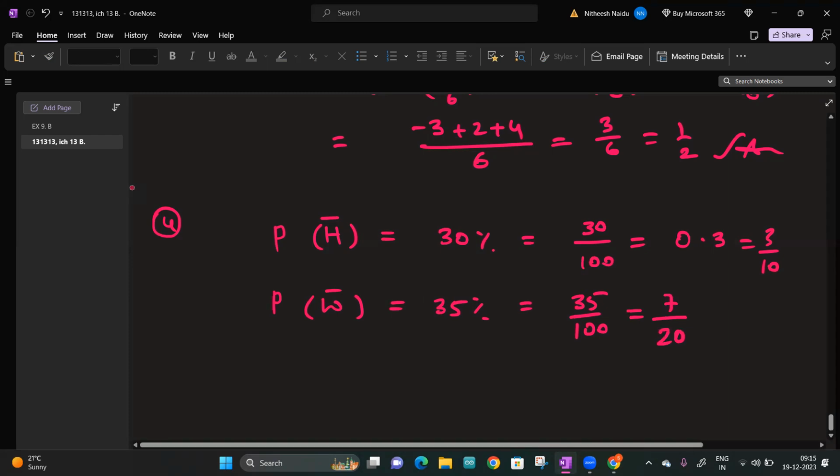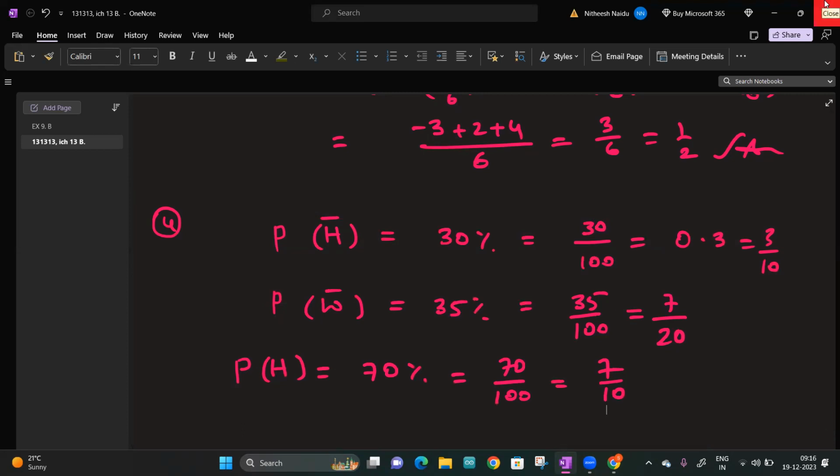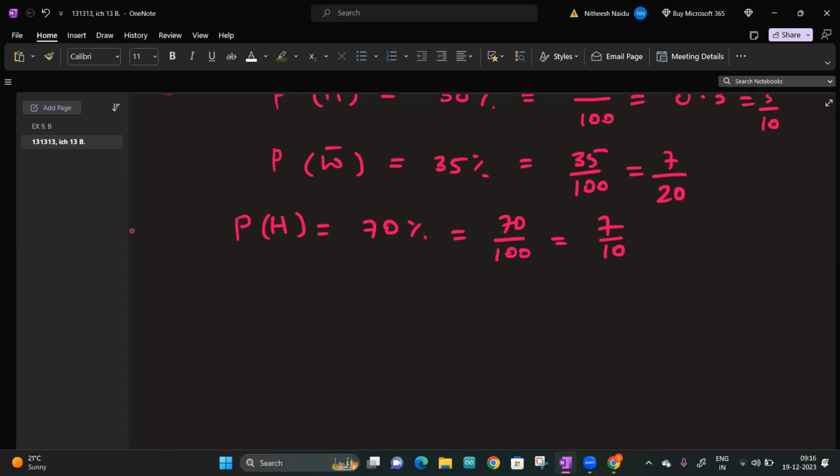After getting the H bar and W bar values, let us calculate H. What is the percentage he will tell the truth? Husband will tell the truth 70%. 70% means 70 by 100, which is 7 out of 10. Next, the wife telling truth will be how much? 65%. 65% means 65 by 100, cancel it in the 5 table, 13 by 20. Now let E be the event.